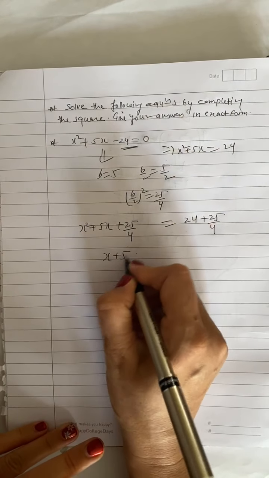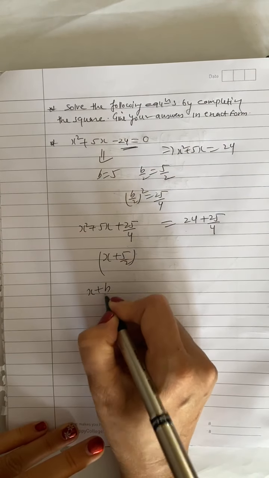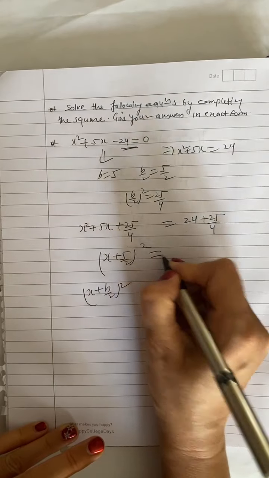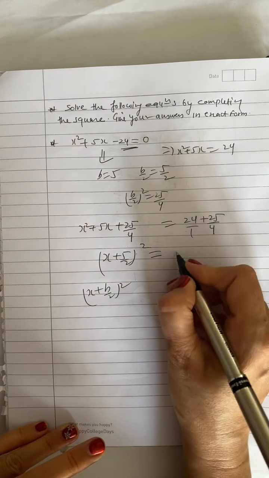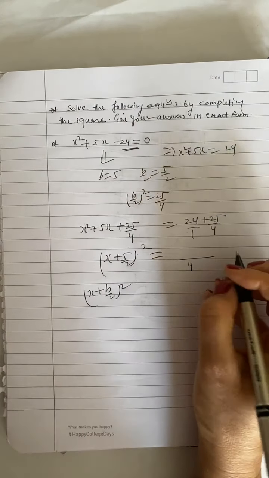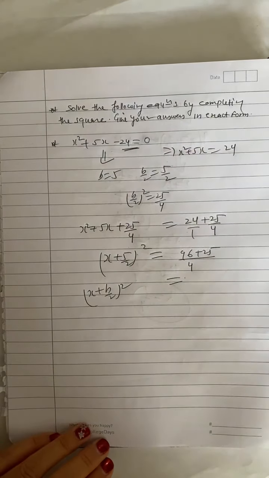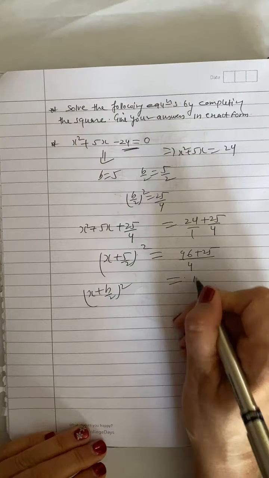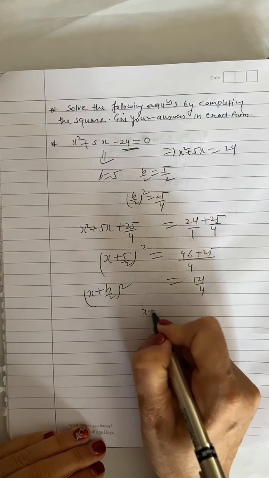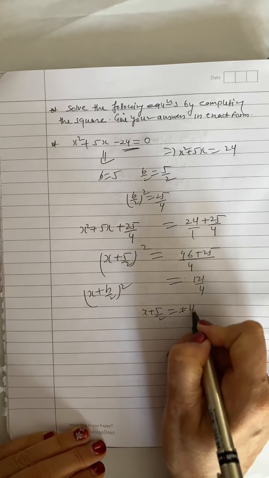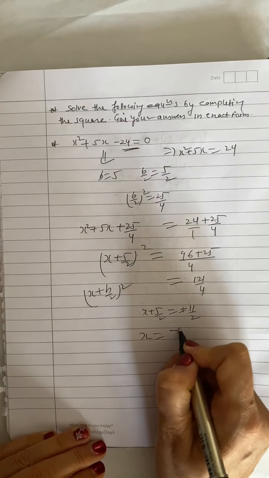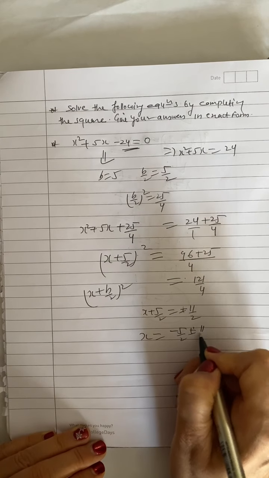And this is always x plus b over 2 whole square. So this is equal to this, and then you can simplify this one. So that's going to be 96 plus 25. This gives me 121 over 4. So x plus 5 over 2 is equal to plus minus 11 over 2. And then you will find your 2 solutions from here.